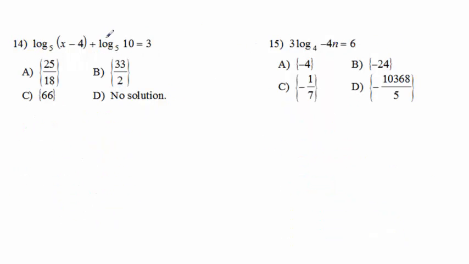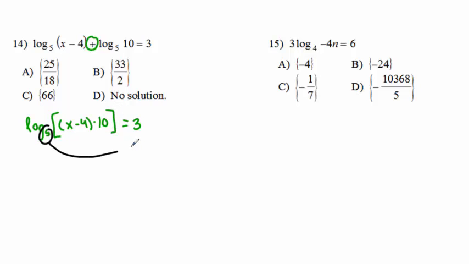On 14, we're going to do the same trick, but this time it's a plus sign, so they'll get multiplied together. And so that means I'm going to have x minus 4 times 10 inside of my logarithm. I'm going to rearrange this as 5 to the 3rd power equals what's inside my logarithm. And since I'm multiplying inside of here, I'm going to go ahead and distribute that and make it 10x minus 40. 5 cubed, you might need your calculator for, it's 125.